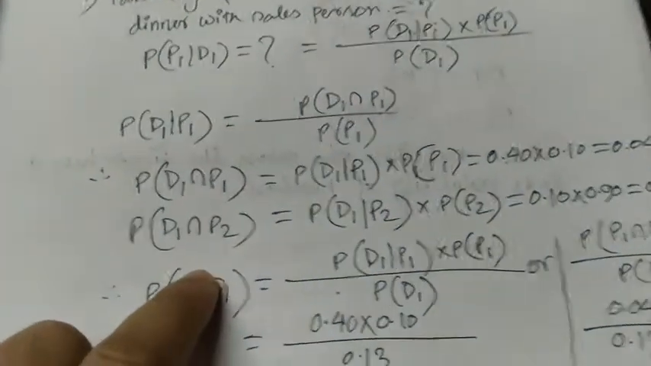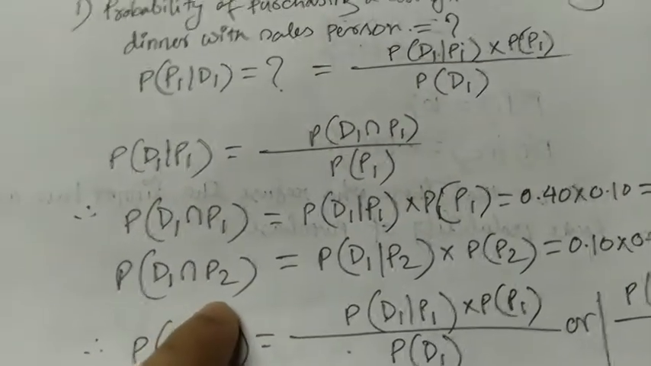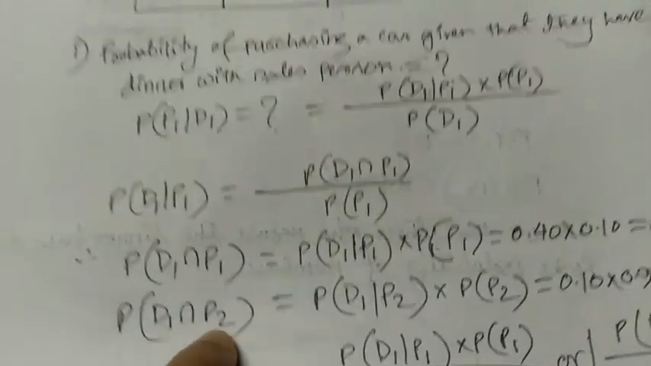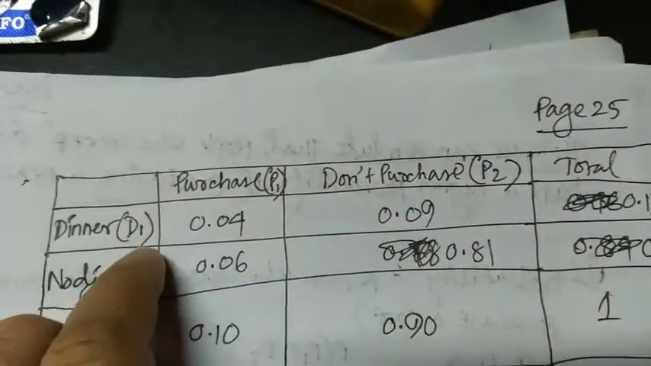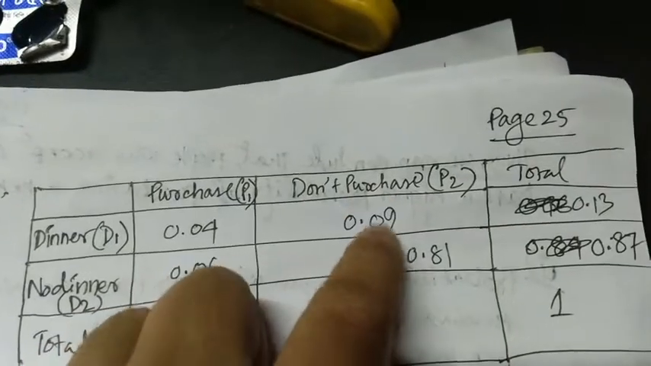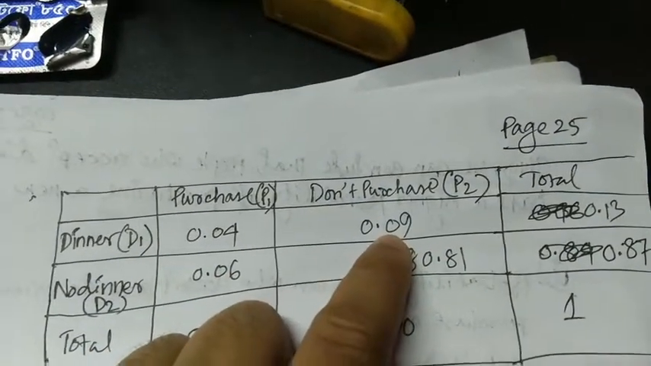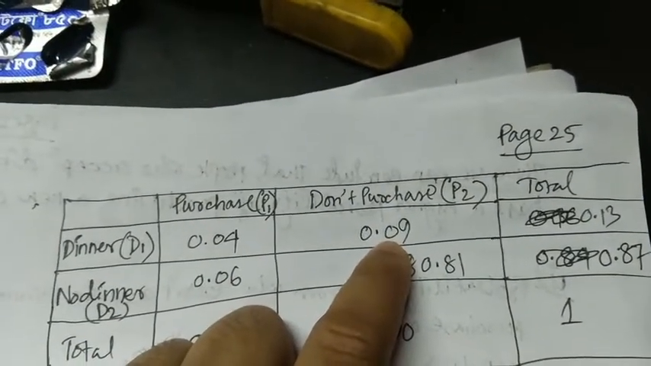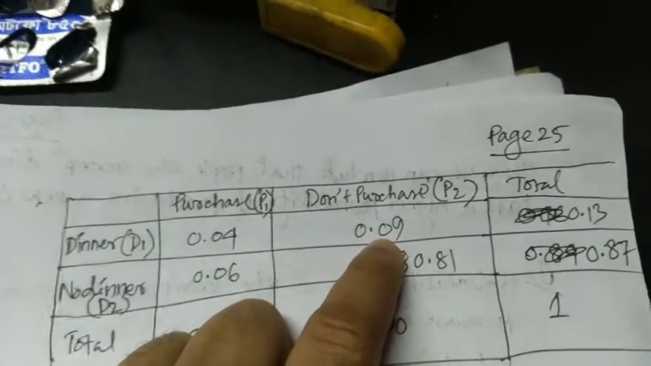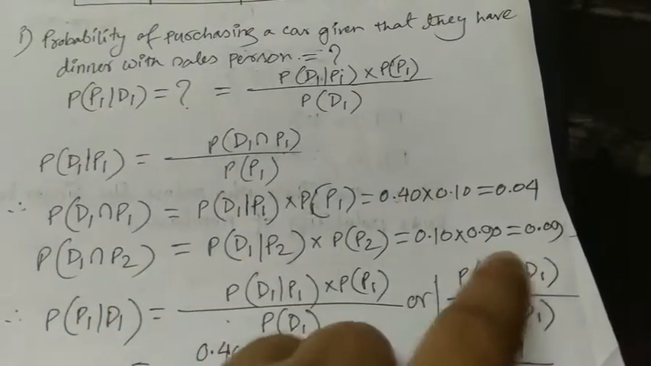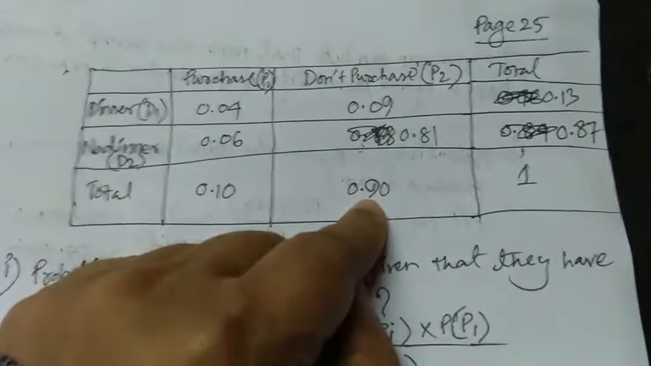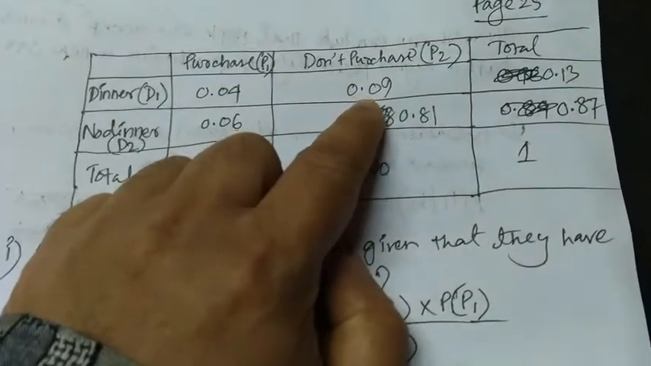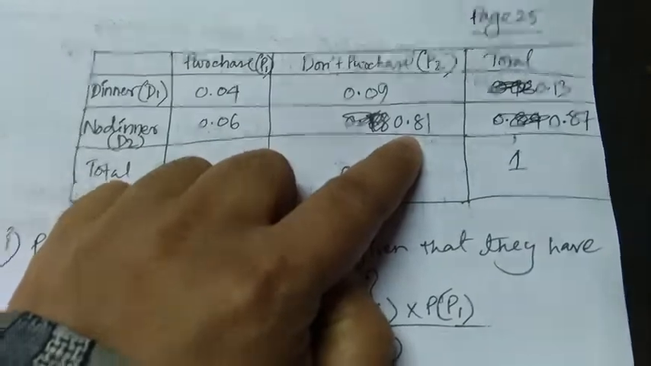So this is probability of D1 intersection P2, that means both D1 and P2. So this is the D1 row and this is the column for P2. This cell represents both D1 and P2, that is D1 intersection P2. So we got the result: D1 intersection P2 is 0.09, we will put it there. Since the total is 0.90 and this one is 0.09, this one will be 0.81.